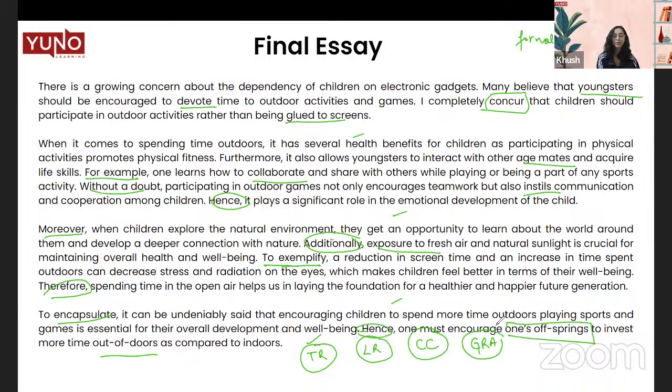Next, range. When we talk about range, that means using different kinds of sentence structures, not just sticking to simple sentences, but using compound sentences, passive sentences, conditional statements. For example, when it comes to spending time outdoors. Now, see, this clause in itself is not complete.